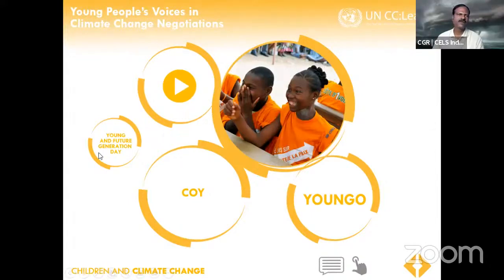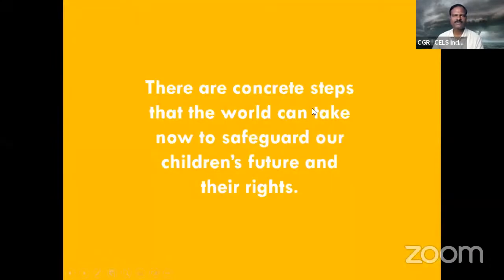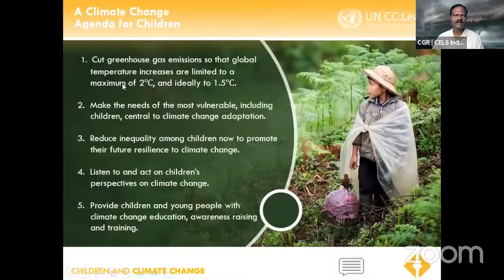Okay. So young and future generation, here is another program. Then the governments have the responsibility to protect children from the impacts of a changing climate. Then government need to mobilize long-term climate finance and distribute it to benefit the most vulnerable, including women and children. So there are some concrete steps globally to protect.